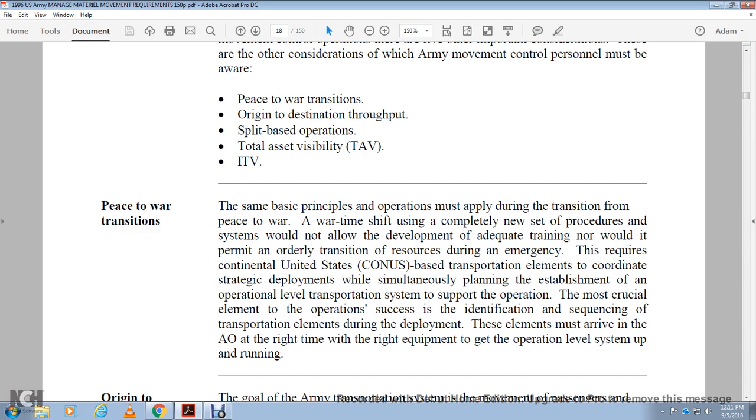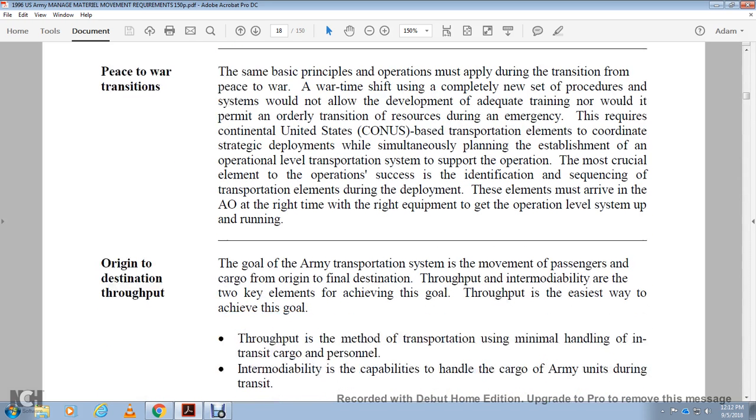This is required by the continental United States, or CONUS, based on transportation elements coordinating the strategic deployment and simultaneously planning the establishment of an operational level transportation system to support the operation. The most critical element is the transportation element during deployment. Elements must arrive in the area of operation with the right equipment to get the operational level set up and running.